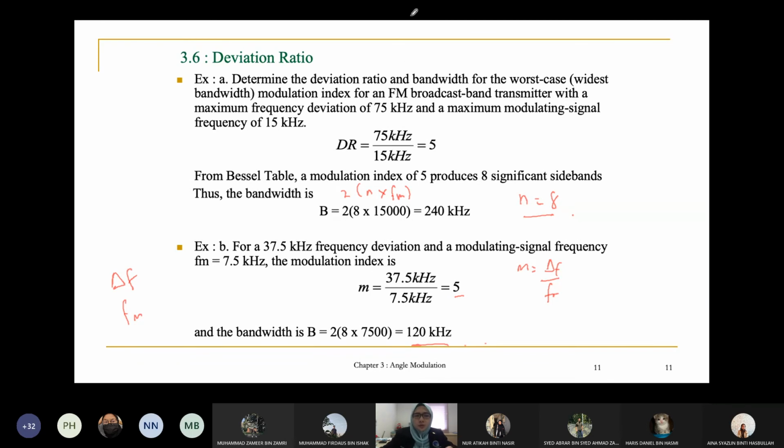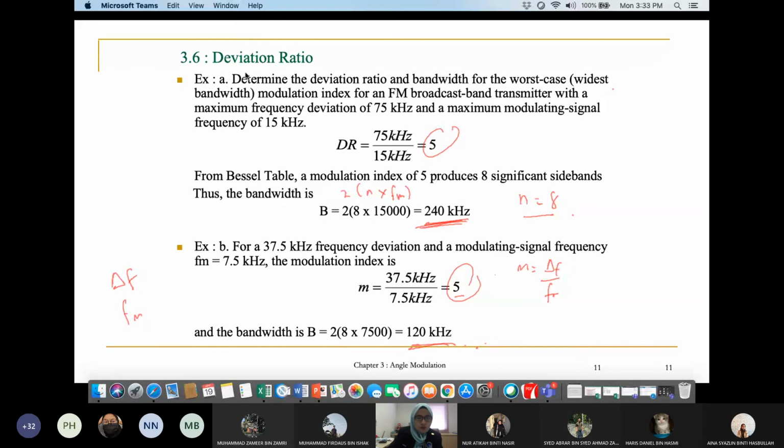So you look at here, even though example A and example B have the same modulation index, they achieve two different bandwidths. You can see that the bandwidth here is bigger compared to this one, even though it has the same modulation index, because the wider one is for the maximum, the worst case modulation index, or the widest bandwidth. That's why this one we call the deviation ratio. So this one is calculated using the Bessel table. What happens if we try and calculate the bandwidth using the Carson rule?